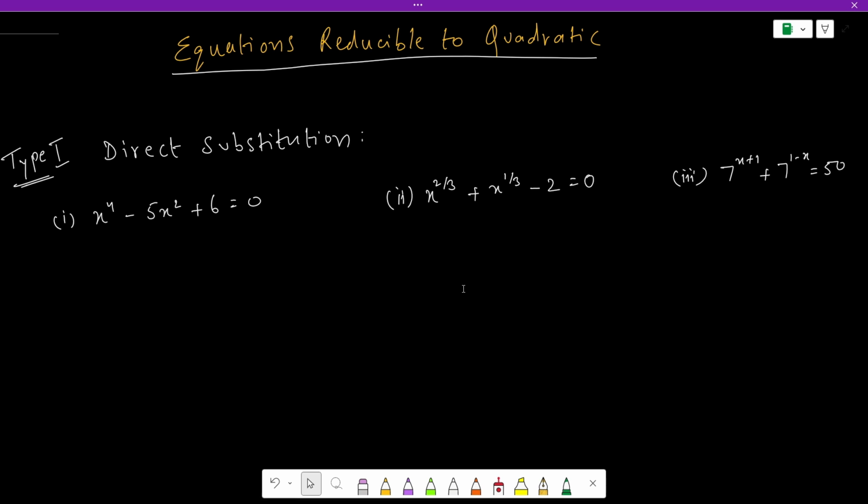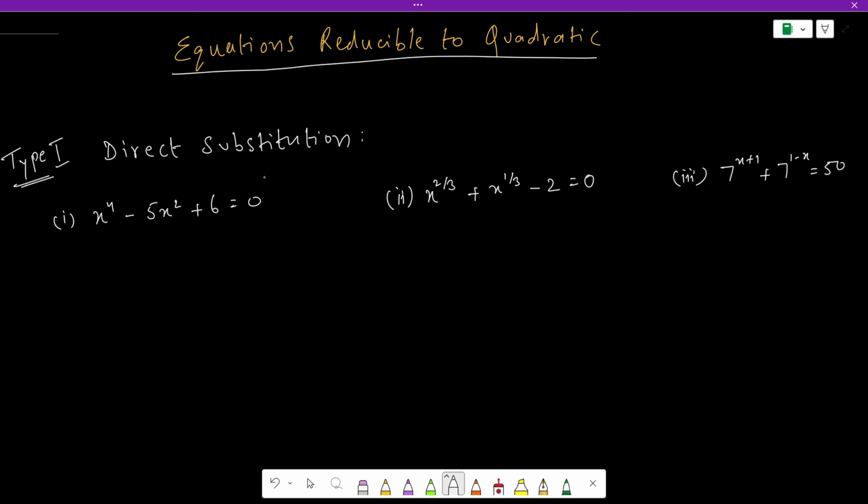Hello everyone. In the last video we understood the basics of quadratic equations and how to solve them. Now in this video let's see the application of those concepts. We have various types of questions which are reducible to quadratic and may not directly look like quadratics. I've divided all of them into 10 types, so let's start with them.